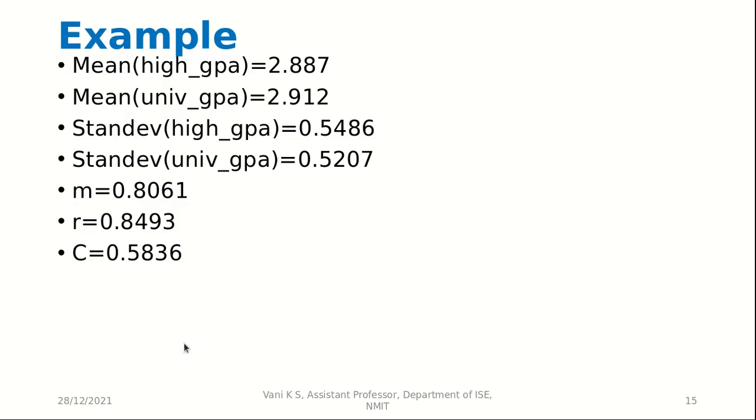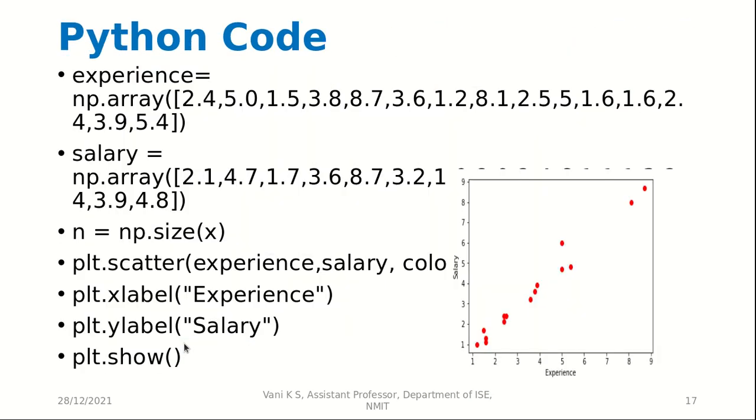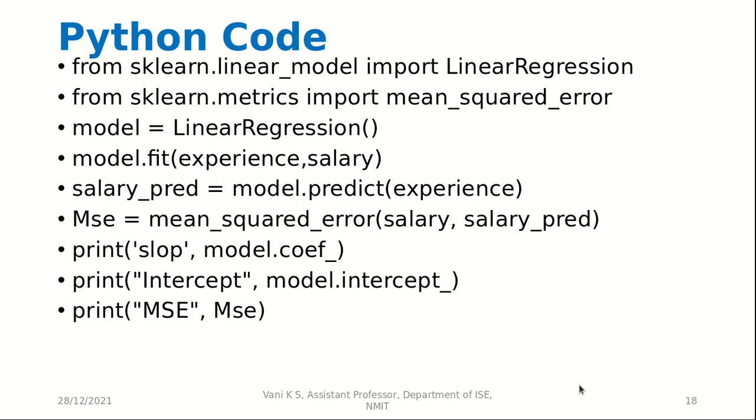Here we move on to our next example, experience versus salary. We took a certain experience in years, created an array and stored it in the variable experience, and the salary was also an array stored in salary. Here we are just plotting the graph. We plot the graph like this, and then we have the graph here. After that we import the linear regression library from sklearn, and then we create a model. It's very easy to create a model using sklearn.